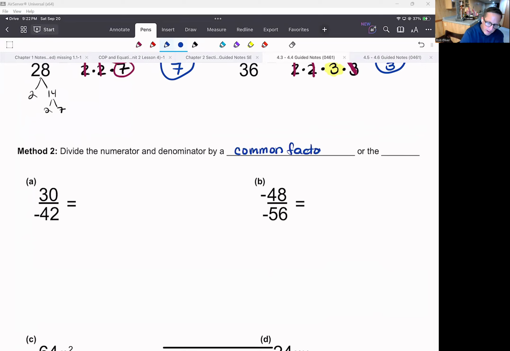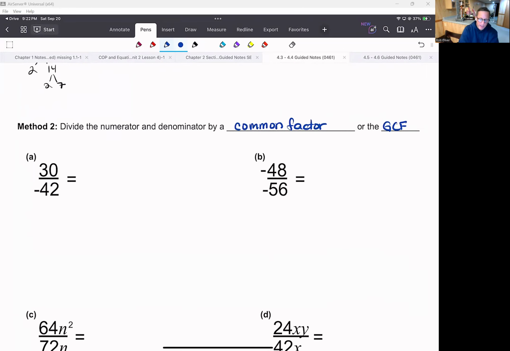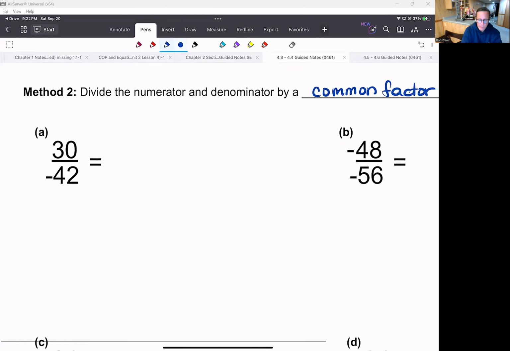Just any number that you can divide the top and the bottom by, doesn't matter, as long as it's not 1, because 1 is not going to really take you anywhere. Or you can use the GCF, the greatest common factor. Okay. So like right here, we've got 30 over negative 42. So let's say we use the greatest common factor, which is 6. So if we divide by 6, divide the top by 6, and divide the bottom by 6. Now 6 is the biggest number that can divide into 30, and the operative word here is and. It can divide into 30 and 42.